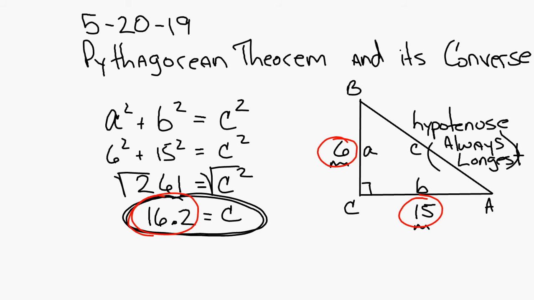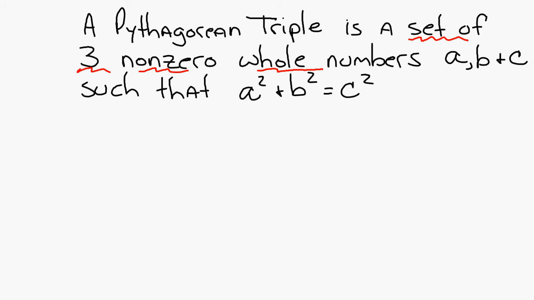They all have to be non-zero whole numbers. 3 non-zero whole numbers such that a squared plus b squared equals c squared. Meaning the 2 smaller of the 3 numbers, squared and added together, equal the third number squared. And they give you a list of common Pythagorean triples on the bottom of page 548.